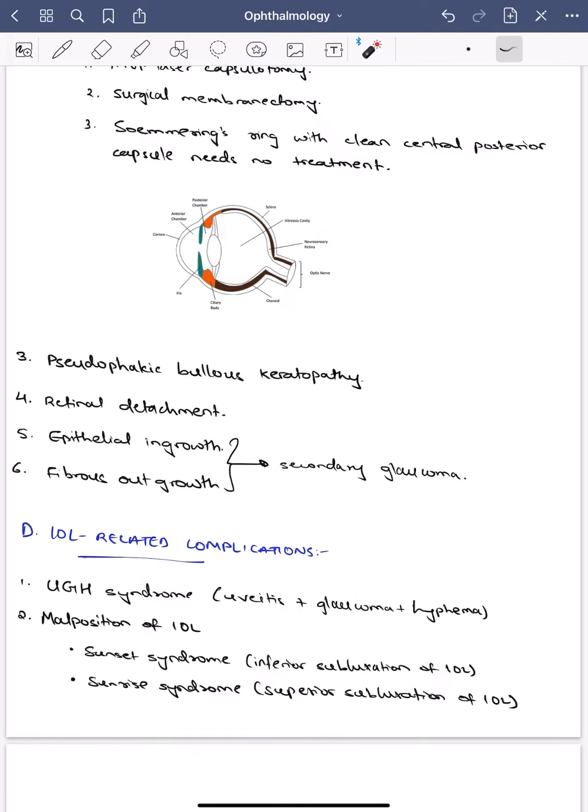Now the fourth type of complication that can develop after cataract surgery is intraocular lens related complications. Now this includes the UGH syndrome, U for uveitis, G for glaucoma, and H for hyphema. And the second is malposition of the intraocular lens. Now if there is inferior subluxation of the intraocular lens, it is known as sunset syndrome, whereas if there is a superior subluxation of the intraocular lens, it is known as sunrise syndrome. So these are the complications.